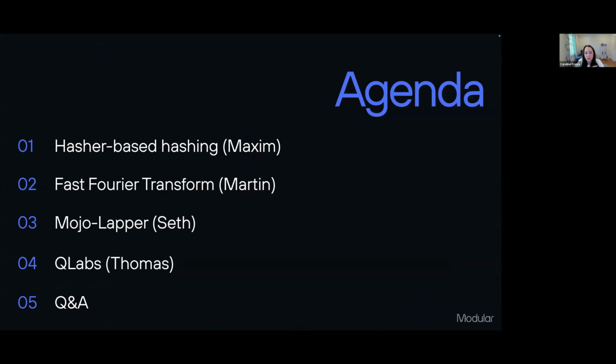Maxim is going to kick it off for us with a presentation on his recently merged work on hasher-based hashing. And then we're going to hear from the 3 winners of our recent Modular Hack Weekend. So we'll hear from Martin, who implemented the Fast Fourier Transform. We'll hear from Seth, who built an overlap detection library for bioinformatics. And then finally, we will hear from Thomas, who created a quantum circuit simulator. And then, as usual, we will wrap it up with Q&A at the end. So I'm going to hand it off to Maxim to get us started.